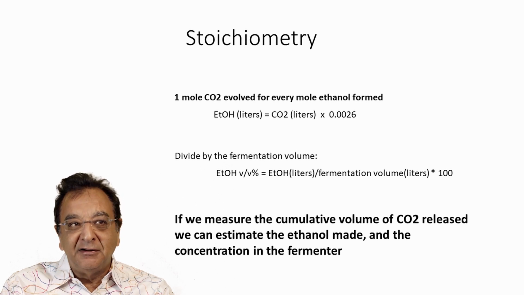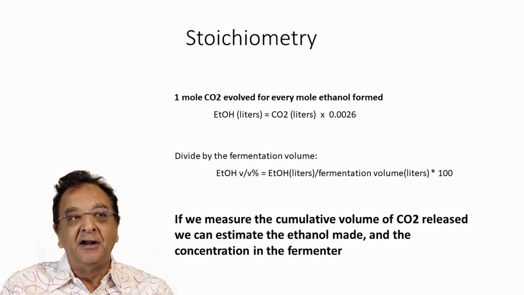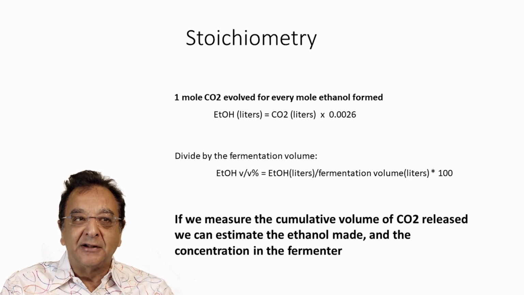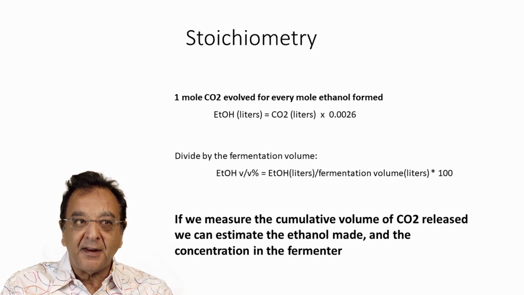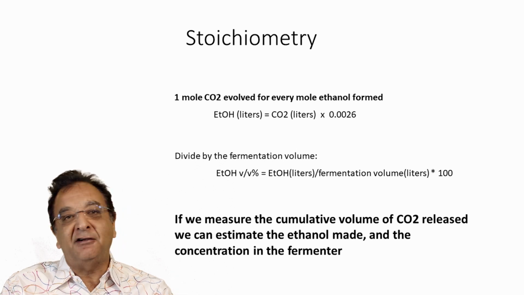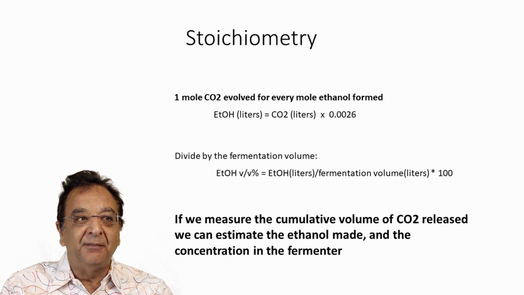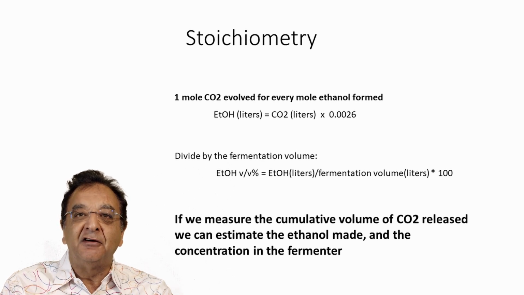We can work out the stoichiometry and you get this equation where you take the amount of CO2 evolved, multiply by 0.0026, and it'll give you the liters of pure ethanol in the fermentation. This basically means that 1 liter of CO2 gives you 2.6 milliliters of ethanol. Now, to get the concentration in the fermentation, it's very simple. You just divide it by the fermentation volume. So you have the ethanol in liters, divide by the fermentation volume in liters, multiply by 100, and you get your ethanol percentage volume by volume, liter by liter in the fermentation.